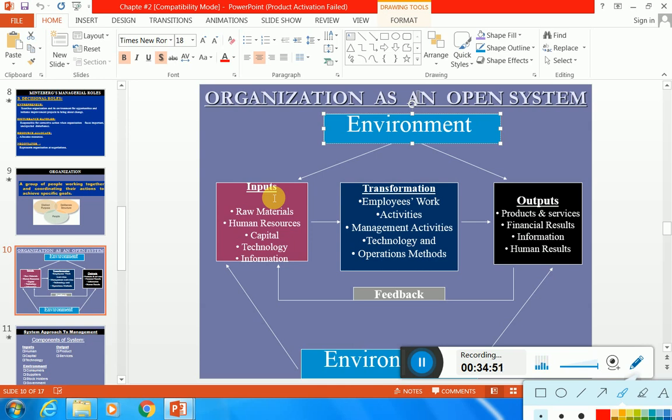We are utilizing the contents, and these contents will change the raw material into the product. So the situations where employees are working, or their potentials are used to transform raw material into the product, this process, this step, is known as your transformation.